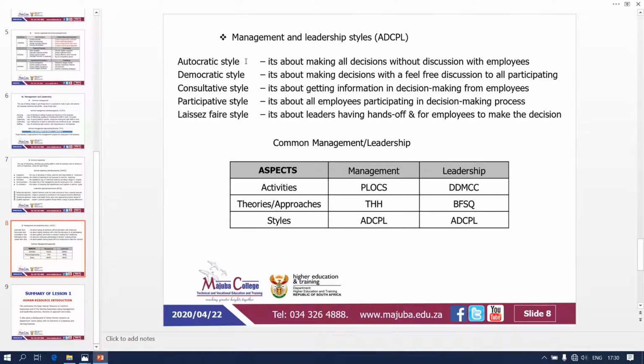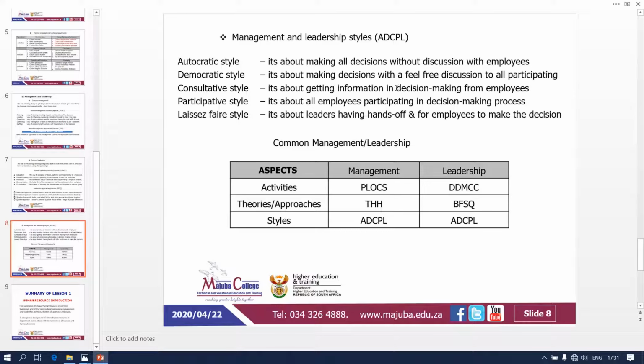I can use this when I see there is a storm and I need to move all cars under the shelter. Then I won't even need to have a meeting with my employees, because I'm running the farming business. I have to move all my bakkies. I have to move all my goats. Democratic is about making decisions with free discussion. We discuss the things that we're going to do. It's open. We can discuss. Consultative is about getting information.